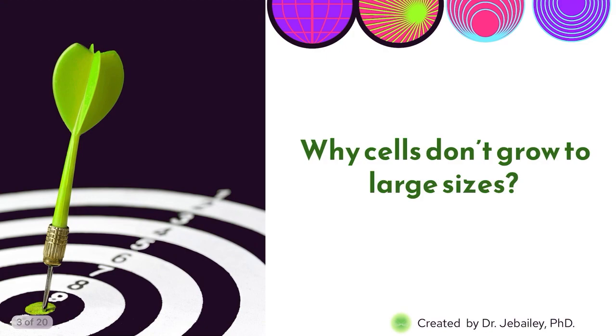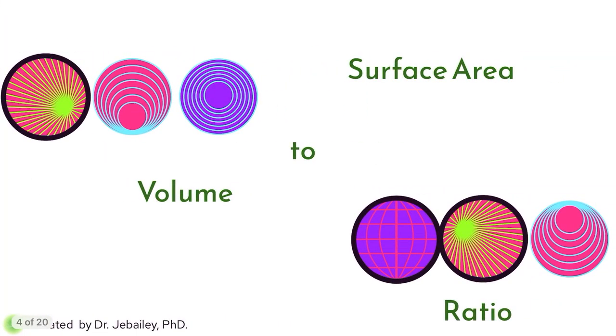So the biggest question you have to ask: why don't cells grow to a large size? Of course there are exceptions, but why is it that when cells reach a certain point, they have to divide? That's what this whole next slide is going to be about. We're going to understand why the cell must divide and not continue to grow. So it's all about surface area to volume ratio.